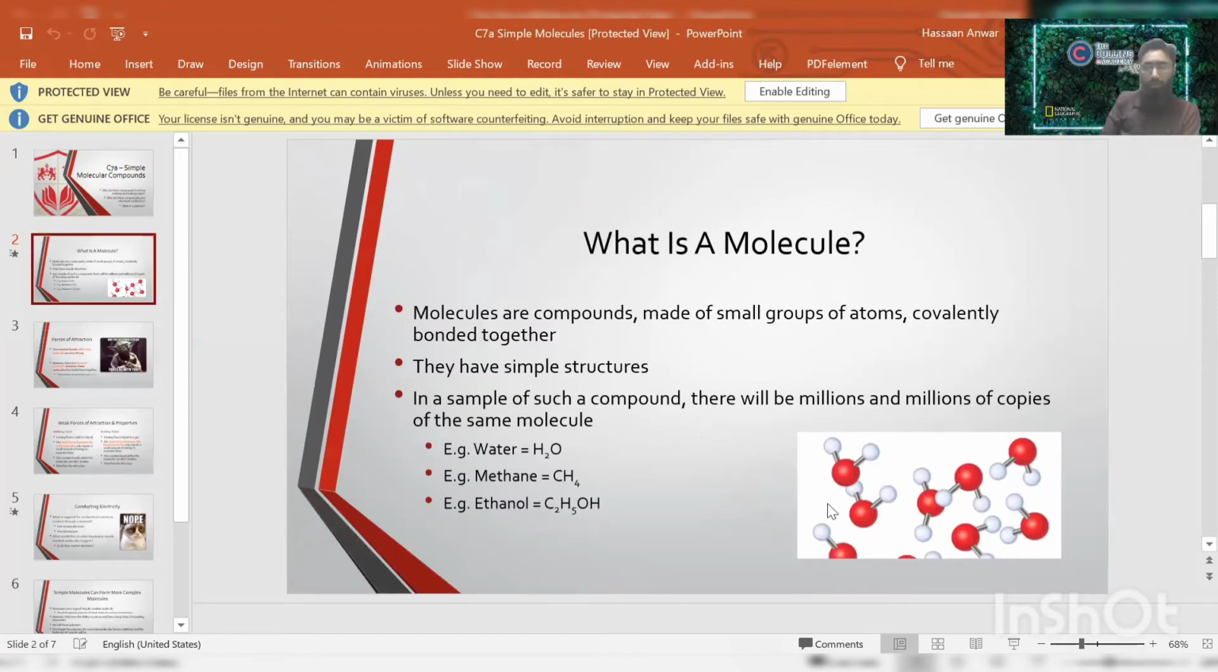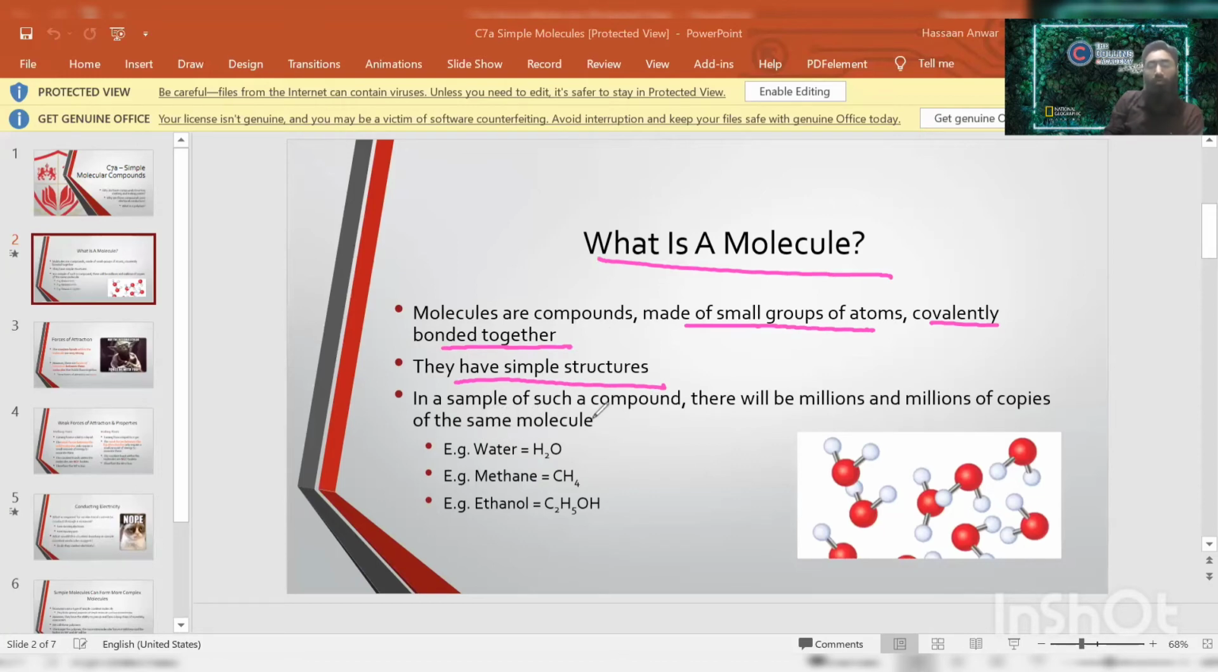First of all, just read here to have a good concept of what is a molecule. Molecules are compounds made of a small group of atoms covalently bonded together. They have a simple structure. Usually, covalent compounds have a huge, giant structure, but a molecule has a simple structure.